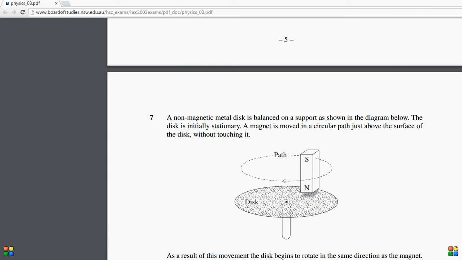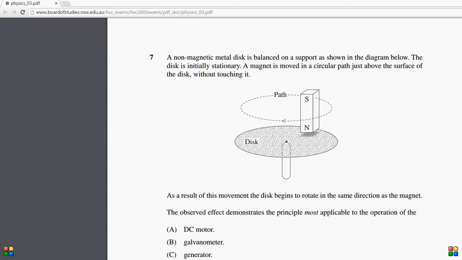Okay, question 7. A non-magnetic metal disc is balanced on a support beam as shown in the diagram below. The disc is initially stationary, and the magnet is moved in the circular path just above the surface of the disc without touching it. So the disc will begin to move. And why does it move?